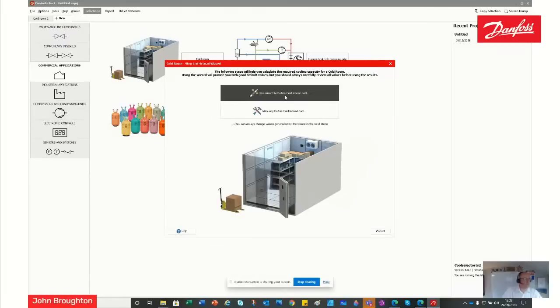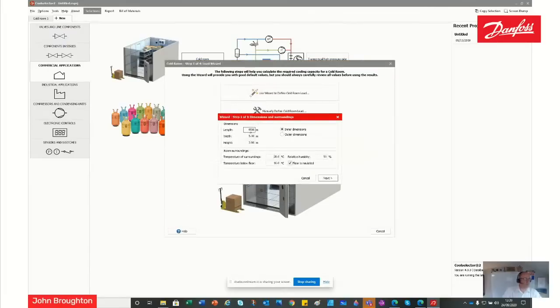So we'll go back to the wizard again. That one's a little bit difficult. We can't do that. We just don't have the data for enzymes within the cold room.